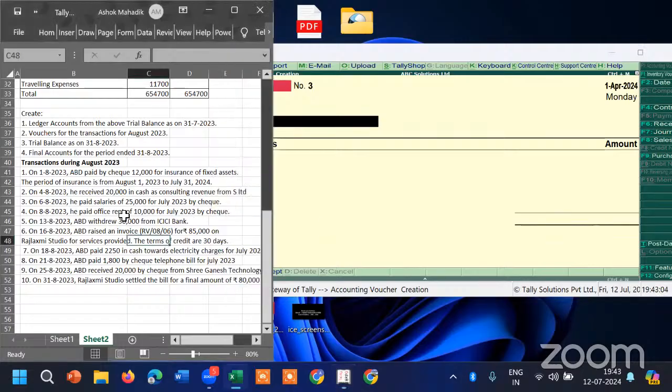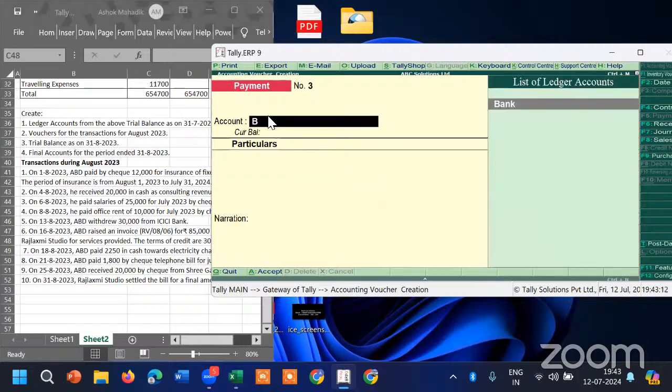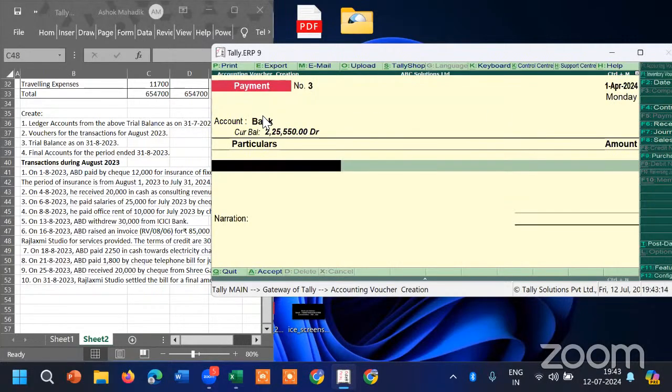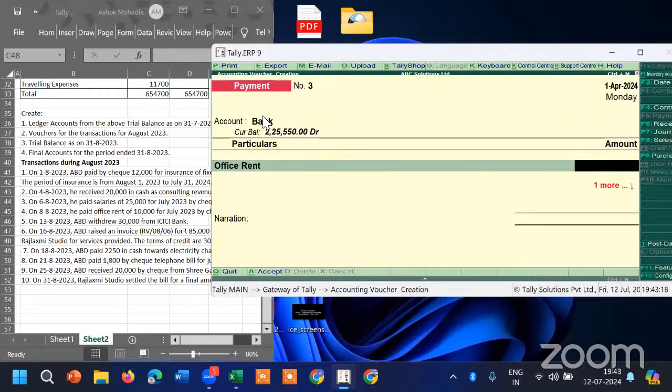Next, 8th August, he paid office rent 10,000 for July by check. Again, payment and by bank, so the book account is bank, and office rent. Amount is 10,000.